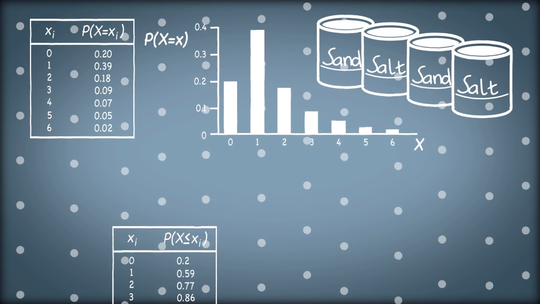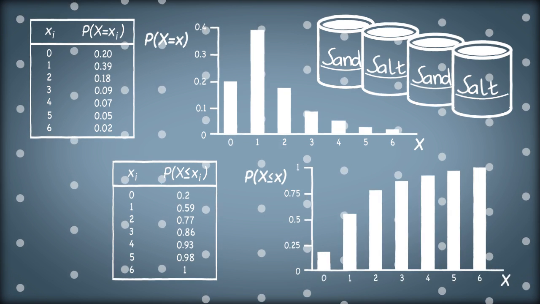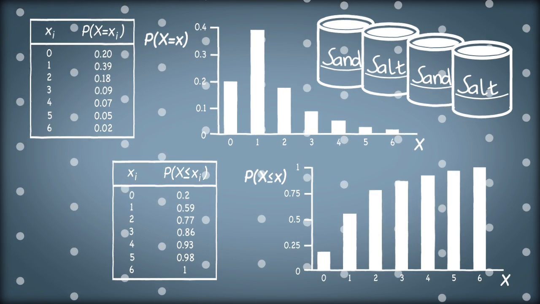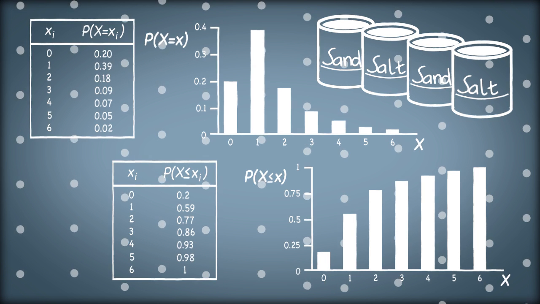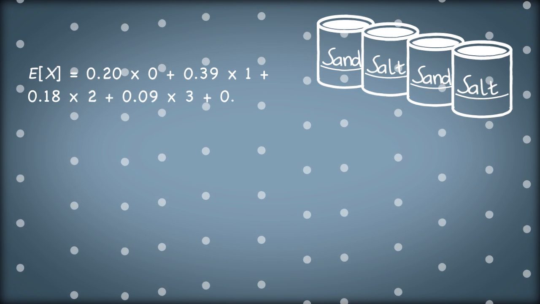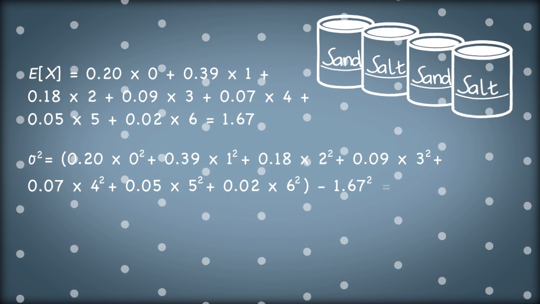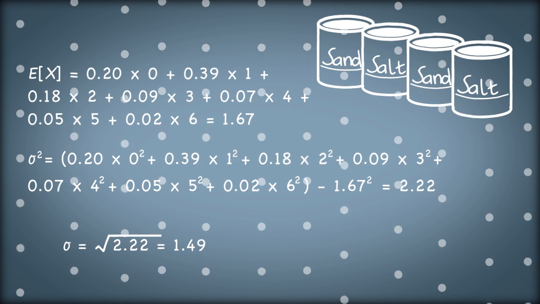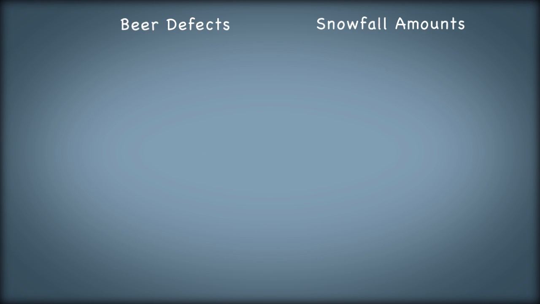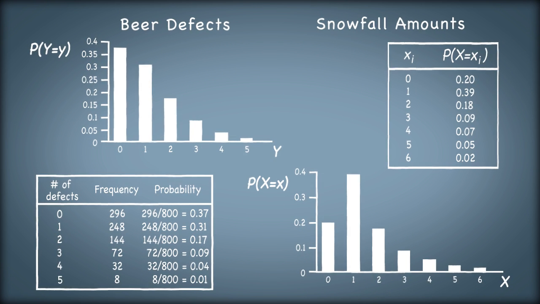We can also have a look at the cumulative distribution. For example, we conclude that 3/4 of all years have 2 or fewer inches of snowfall. The expected value of snowfall in a given year is 1.67 inches, and the variance would be 2.22 inches squared, or the standard deviation is 1.49 inches. Note that the two distributions we discussed here, beer case defects and snowfall amounts, didn't follow a functional form. We found their probability distributions based on observation. We'll continue our conversation about discrete random variables with random variables that follow a particular functional form.